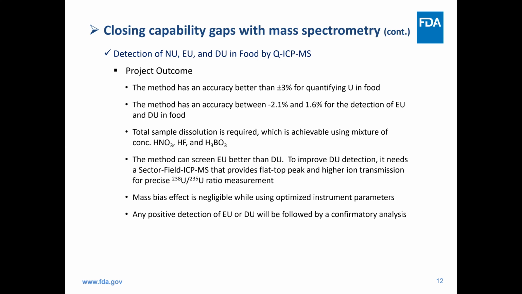So to improve the DU detection, it needs a sector field ICP-MS, and that provides a flat top peak and higher ion transmission for precision ratio measurement. We don't see the mass bias too much, it's quite small if you optimize the instrumentation parameters.